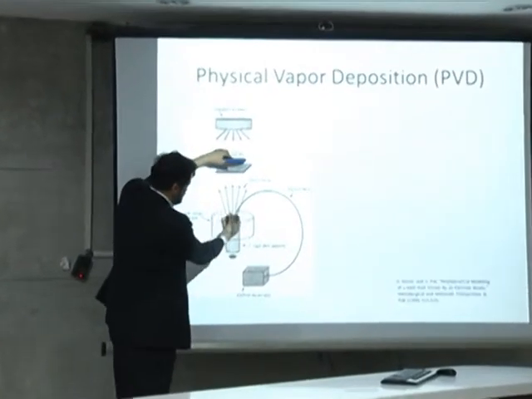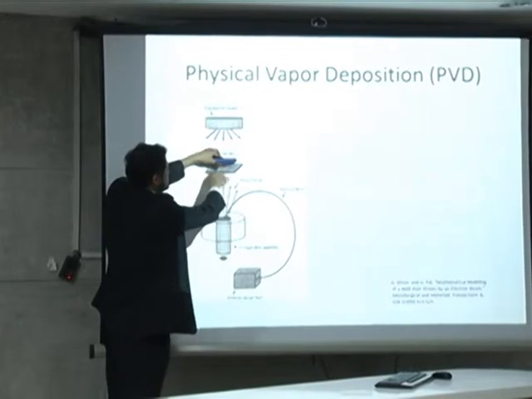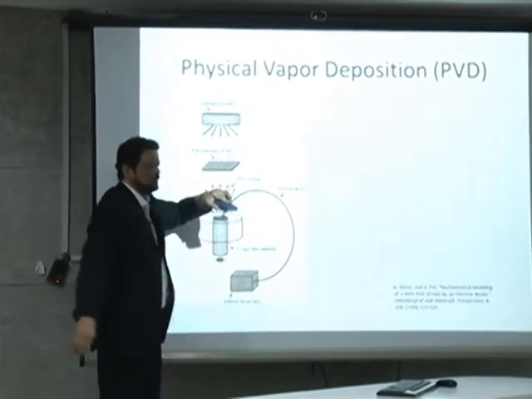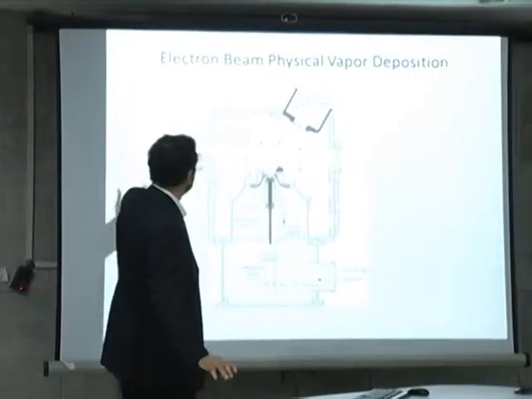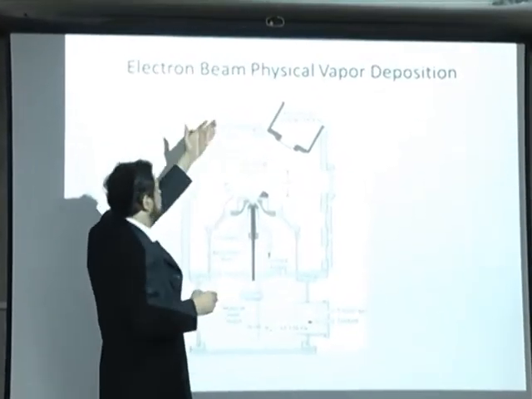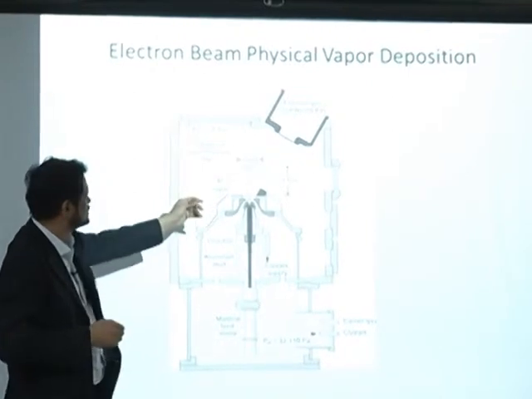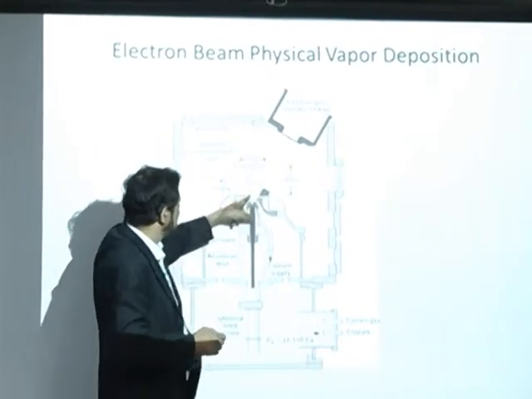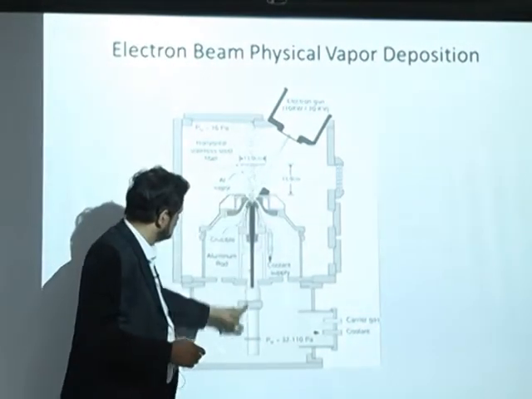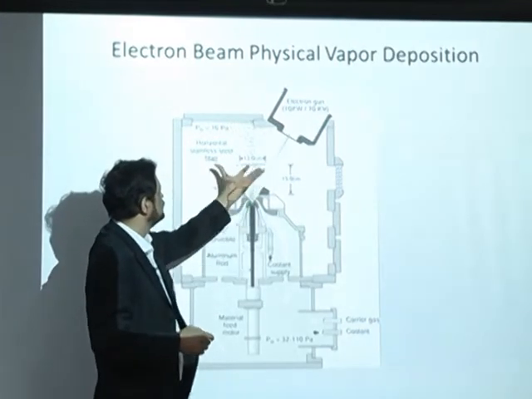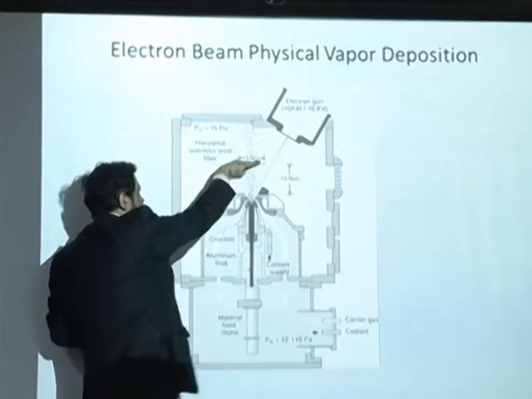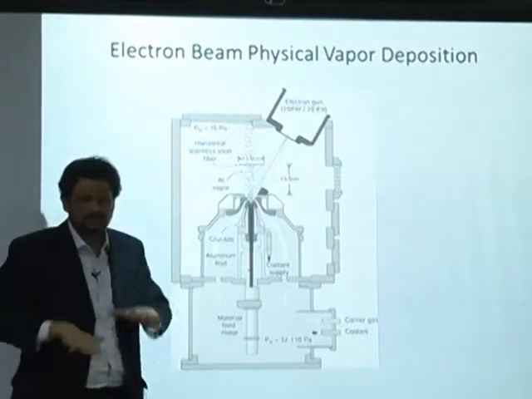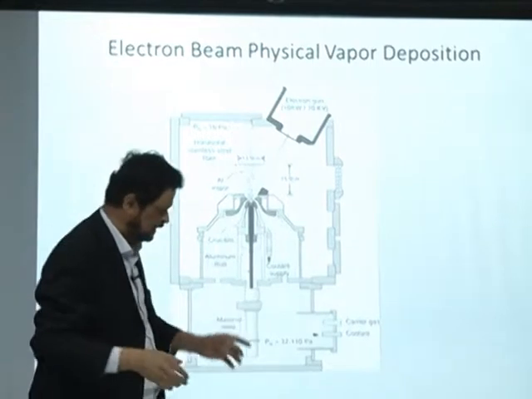So this is kept here, this is the target, and you vaporize it, and it goes on there. And in reality, this is what a typical electron beam physical vapor deposition process looks like. This is the electron gun, and there's a rod, and it evaporates the material. It's a vacuum chamber, and it deposits on something there. That's the way it is typically done.